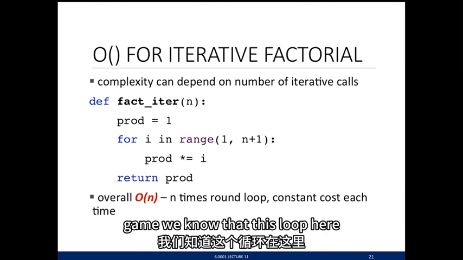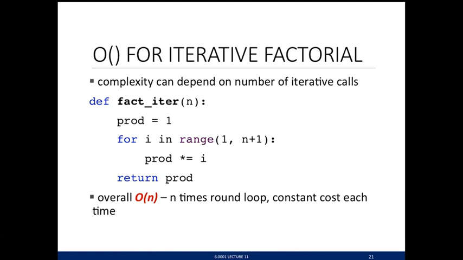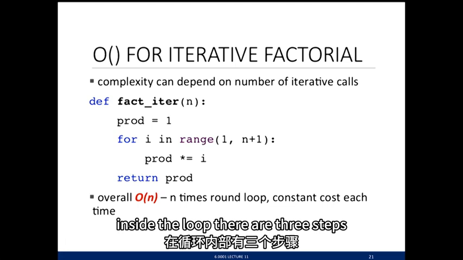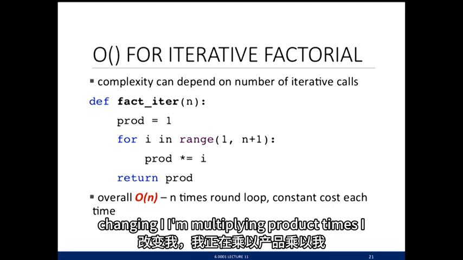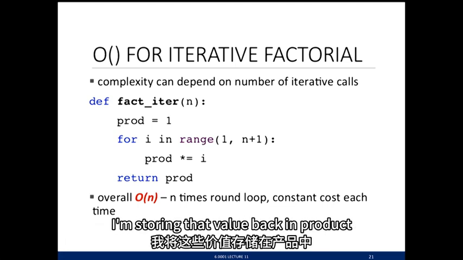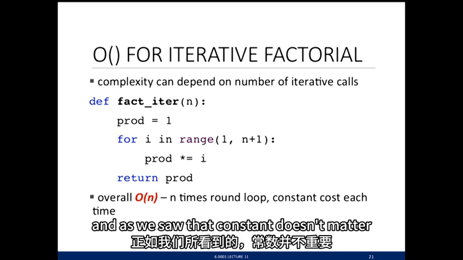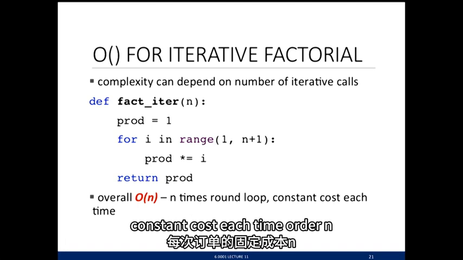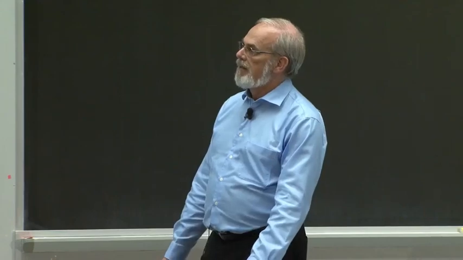Again, we know that this loop here, how many times do I go through it? I go through it n times. The cost inside the loop, there are 3 steps. Changing I, I'm multiplying product times I, I'm storing that value back in product. And as we saw, that constant doesn't matter. This is linear. So n times around the loop, constant cost each time, order n.